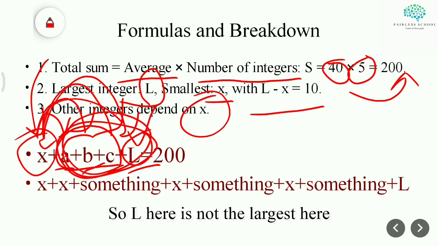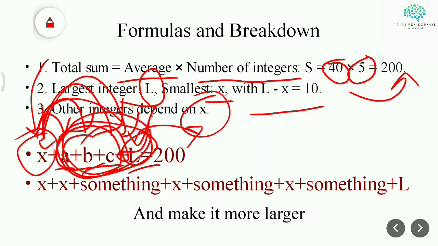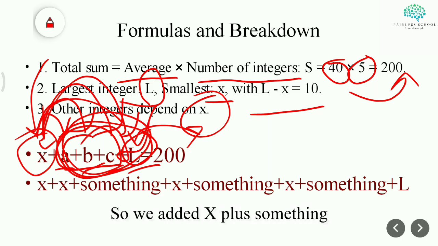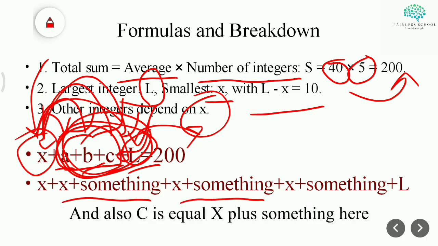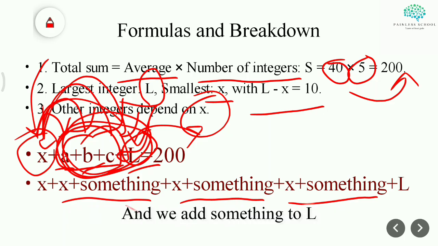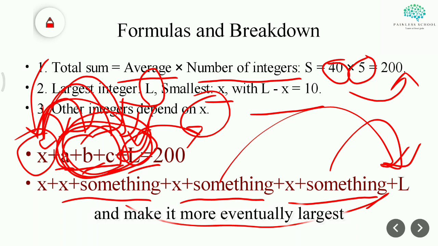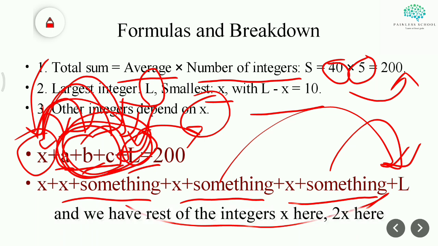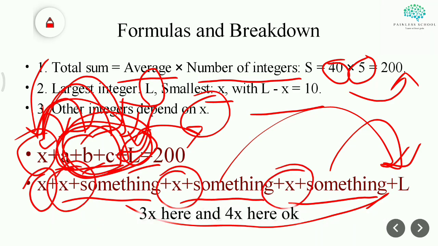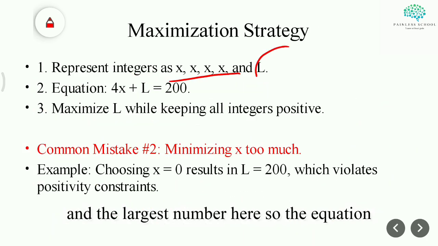So L here is not yet the largest, so we can add more to L and make it larger. We set A equal to X plus something, B equal to X plus something, and C equal to X plus something, and we add something to L as well, so that eventually it becomes the largest number. The rest of the integers are X, and we have 4X and the largest number.